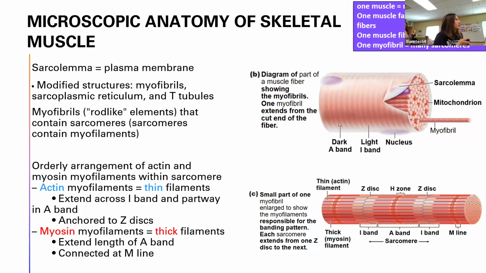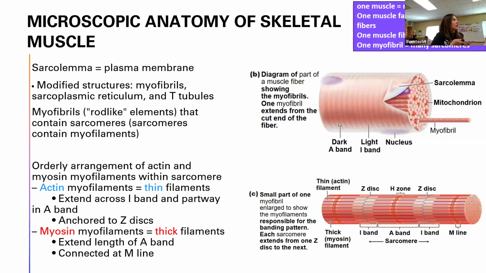And then the myofilaments, which are again in the sarcomeres, are orderly arrangements of actin and myosin myofilaments within the sarcomere. So these are thin and thick filaments. Actin are the thin filaments. These extend across the I band and part way in the A band. So here's that I band, here's the A band. And then the actin filaments, which again are which ones? The thin. These are anchored to the Z discs, which are here.